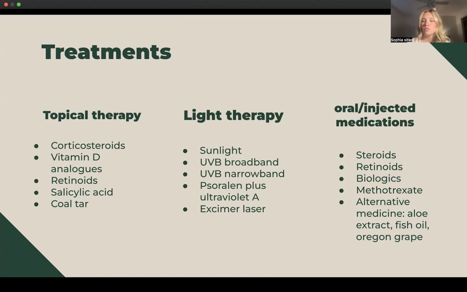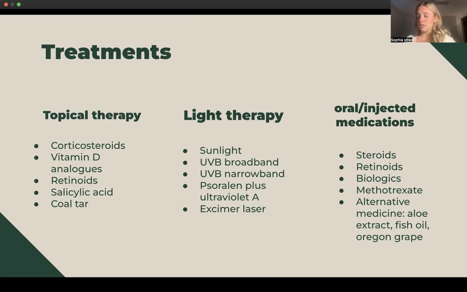The next course of treatment that a dermatologist will try is light therapy. A dermatologist might tell you to get more sunlight. And then there are also artificial light sources and light treatments that are being used more now. UV broadband and UV narrowband are really popular and effective in people with more severe psoriasis and people who the topical therapies aren't working for anymore.